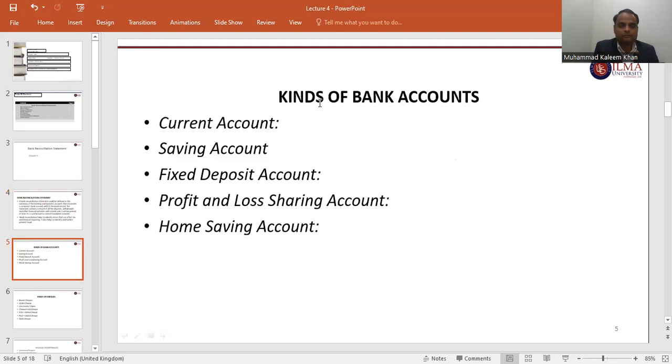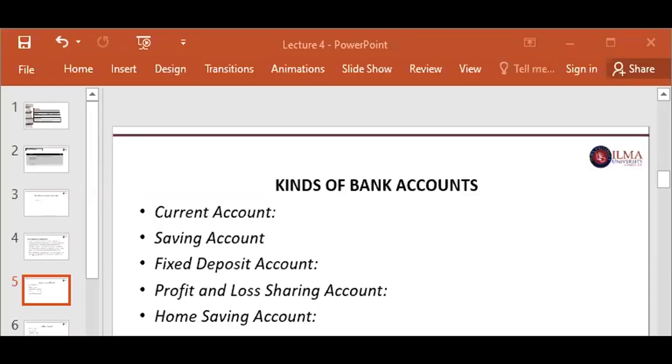Kinds of bank accounts. The kinds of bank accounts are, first, the current account. This account is suitable for businessmen who are very often in need of money for making payments.